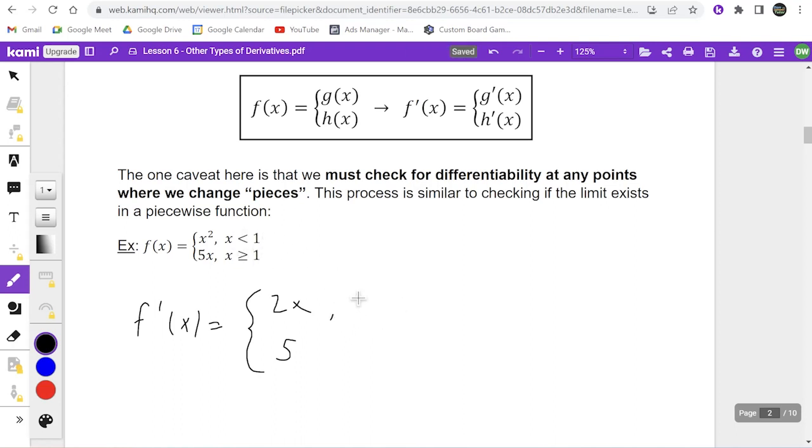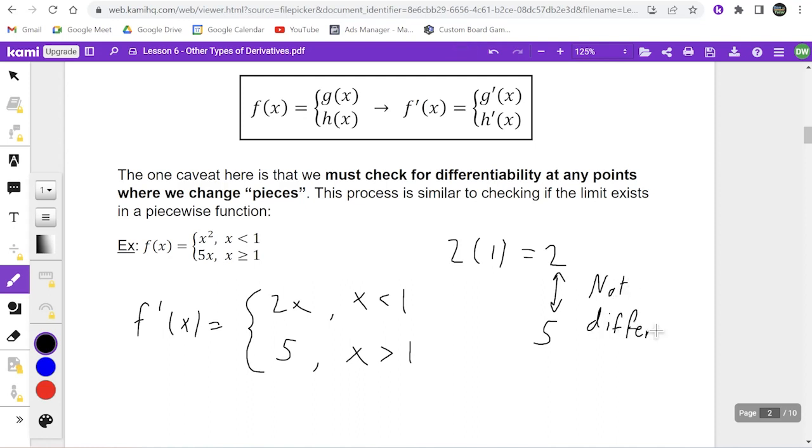The only thing that's even remotely challenging with this is remembering to change the bounds. Here's what I mean. X is less than 1, that stays the same. X is greater than 1, you don't get the equal to. Why not? Because if you plug in 1 for x, it's not going to be differentiable. What does that mean? If I plug in 1 for x here, it's going to be 2 times 1, which is 2. And the bottom part is just 5. Since 5 does not equal 2, it is not differentiable.